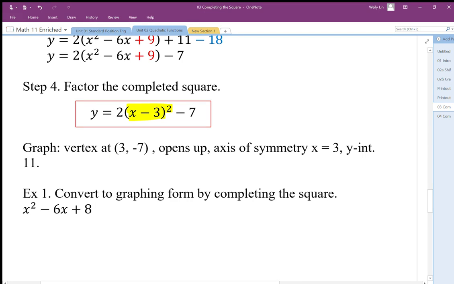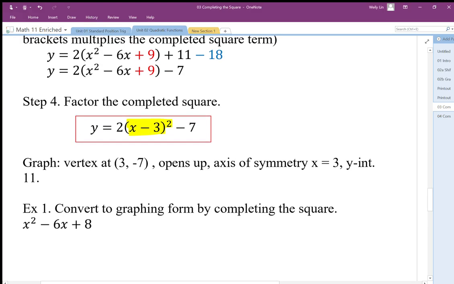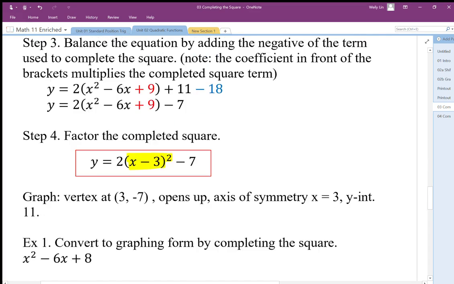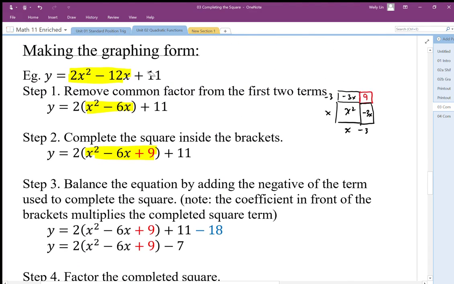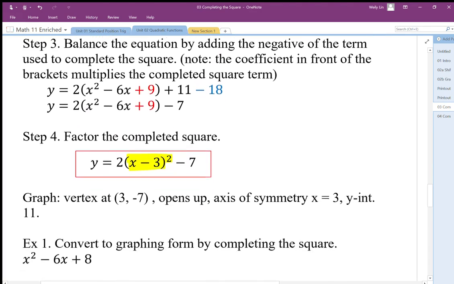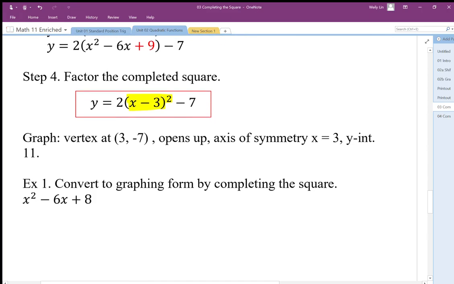So now we can identify the most important part, which is a vertex at 3, negative 7. Our axis of symmetry is at 3. And the y-intercept, well, we can get it from this by plugging in 0, or we can go back to our general form and get our y-intercept of plus 11.